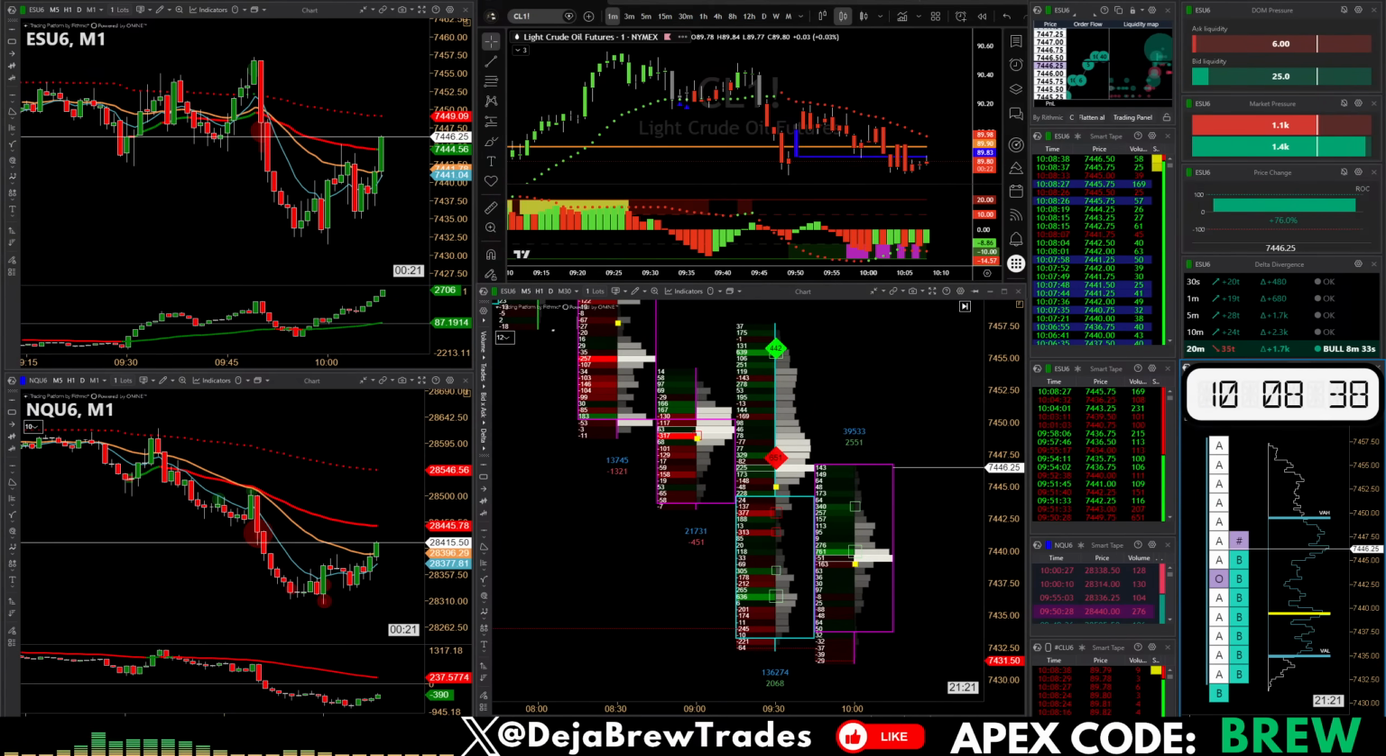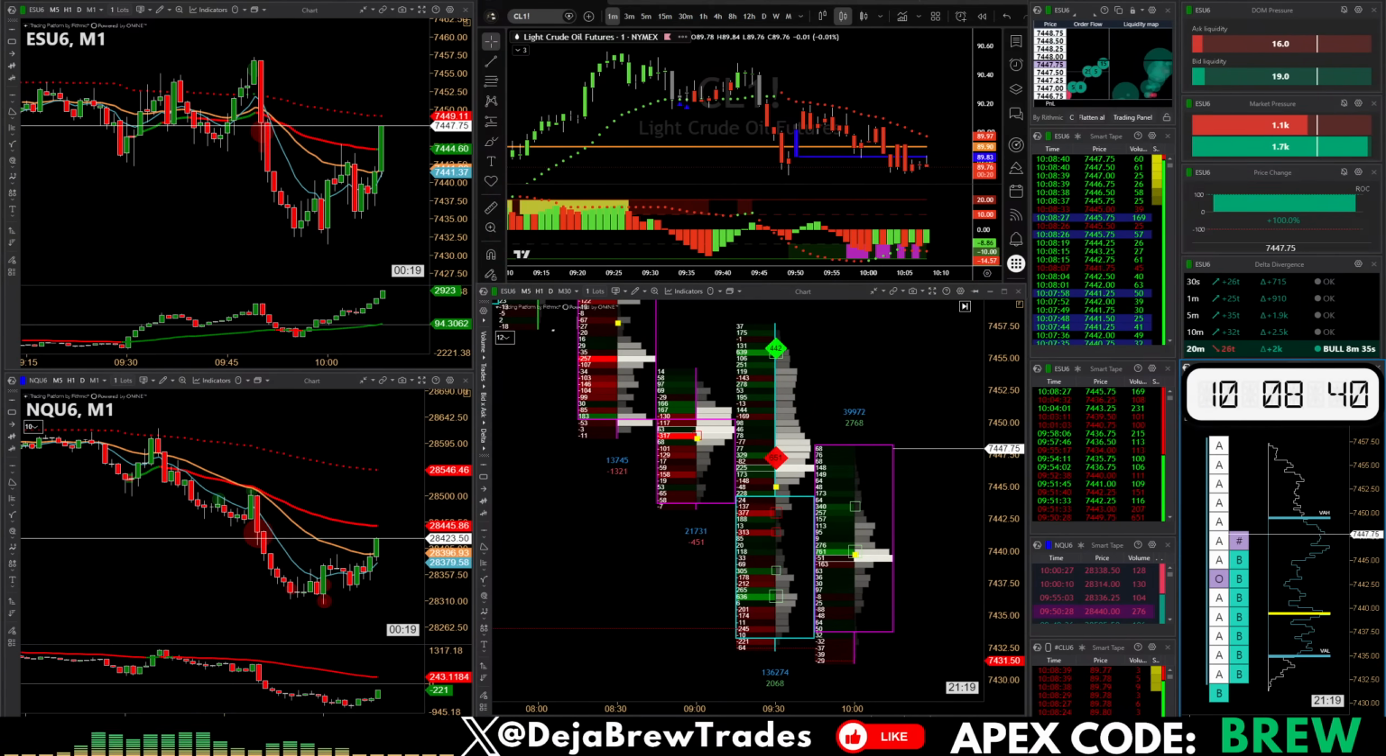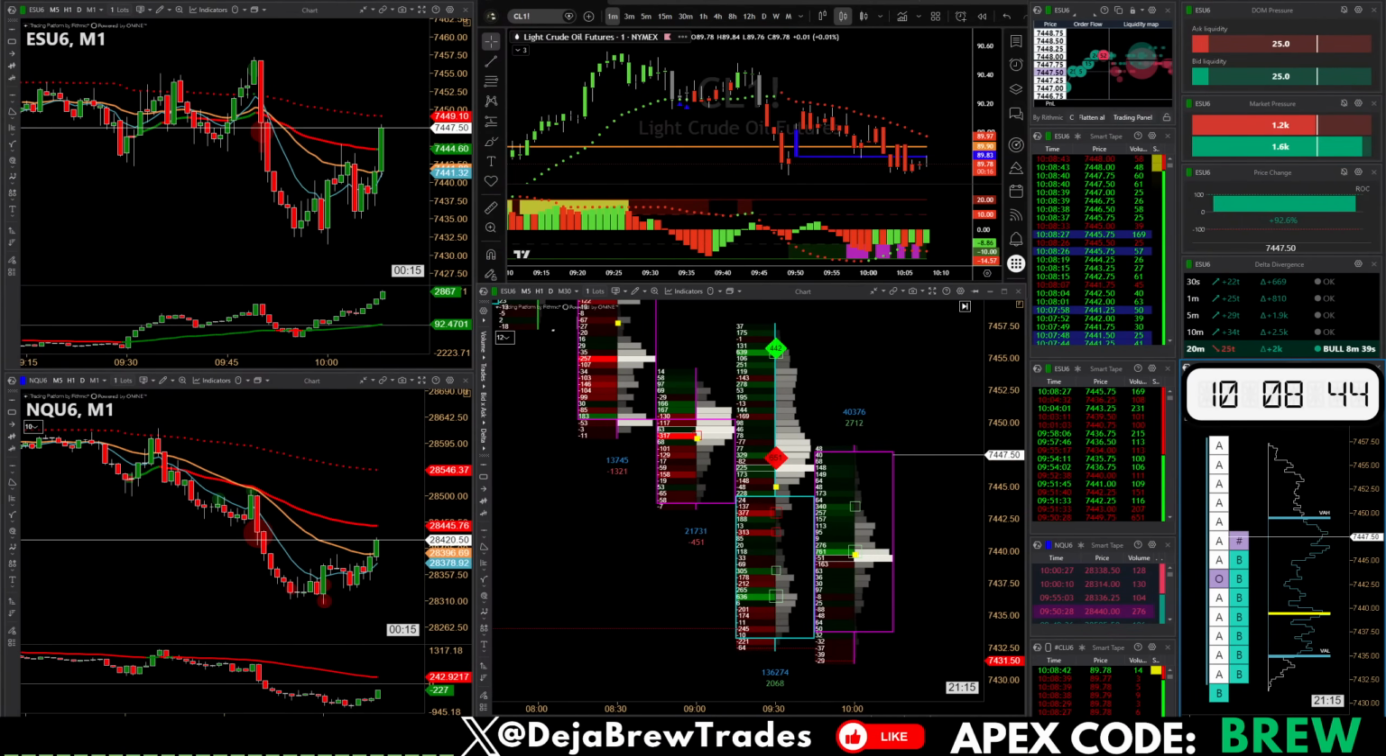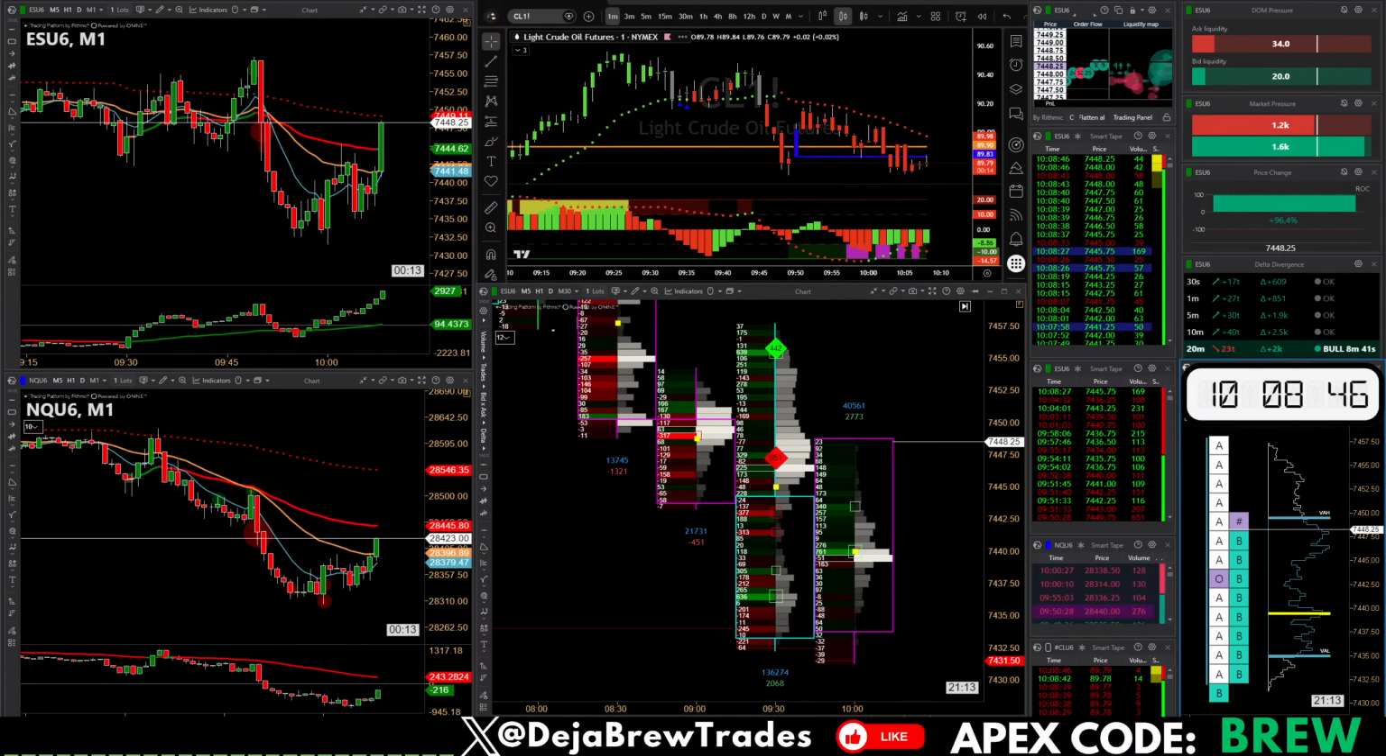Keep an eye on that session VWAP at 49 here. This would probably be a bad variation because the delta is so high. It's actually like high of day, or at least high of the open.